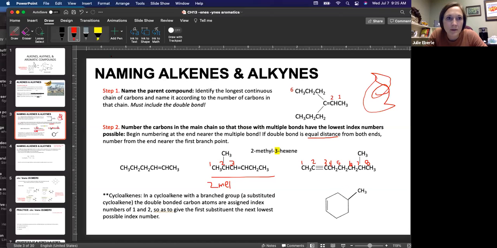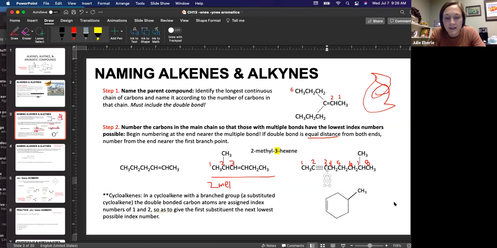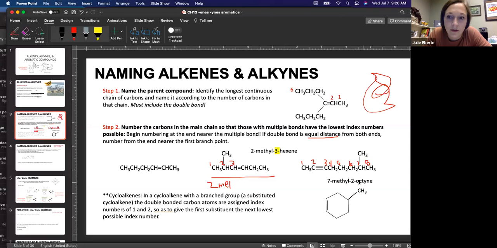If we're going to name this, we would call it 7-methyl-2-octyne. Because it's got 8 carbons, the root word is oct for 8, and then -yne indicates that it is an alkyne because of the triple bond. So 7-methyl-2-octyne.